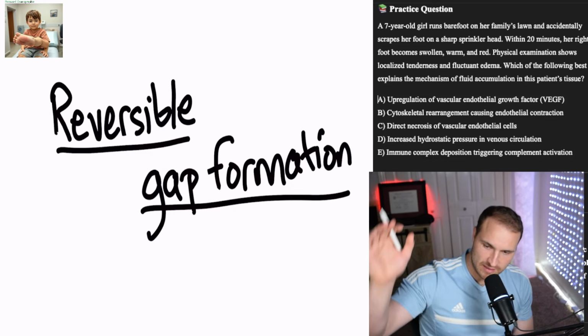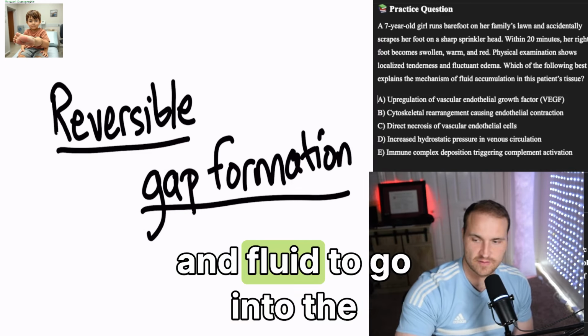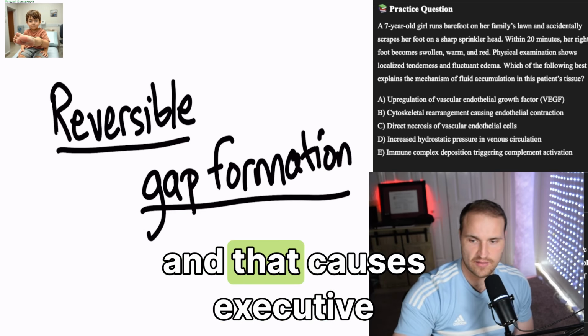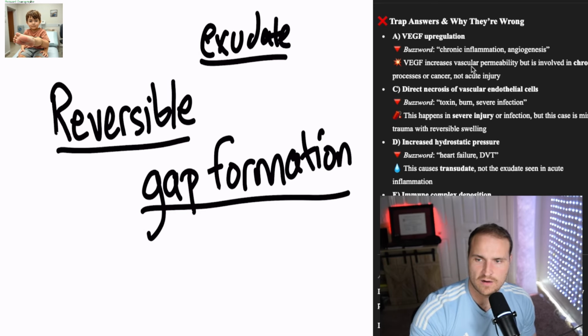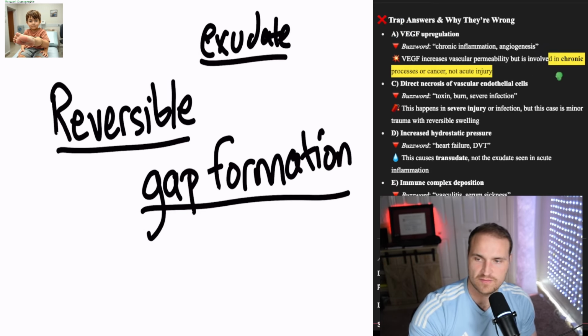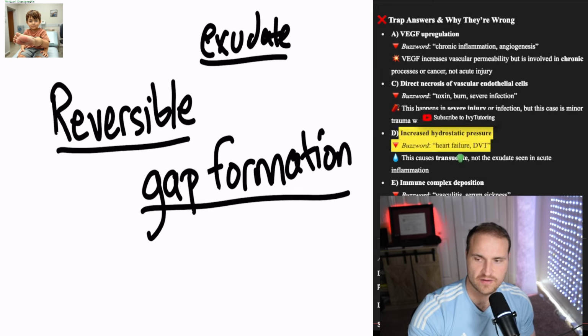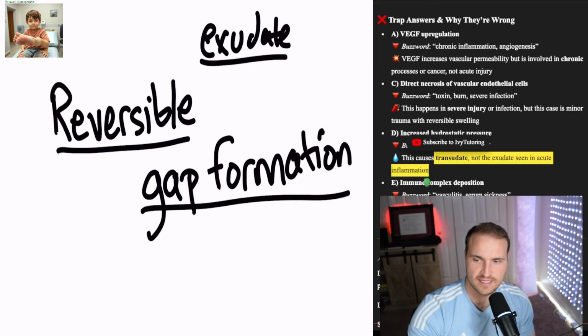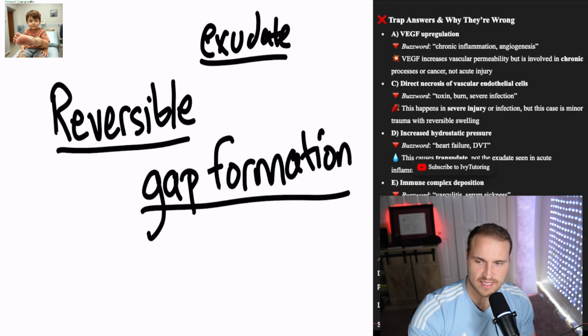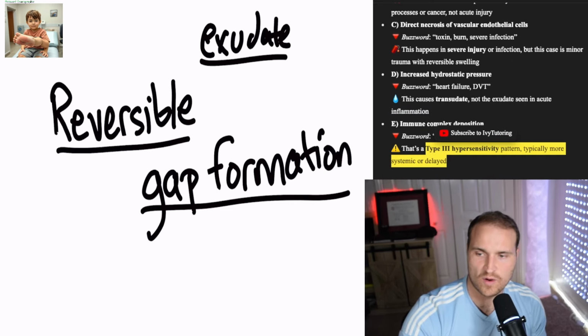And that gap allows leakage of plasma proteins and fluid to go into the interstitial space, and that causes exudative edema. All right, so trap answers: VEGF would be involved in chronic processes and cancer, not acute stuff. It would increase the permeability, just not acute, for direct necrosis. Increased hydrostatic pressure would be heart failure or DVT, that's a transudate, not exudate. And immune complex deposition would be a type 3 hypersensitivity, which would be more systemic or delayed.